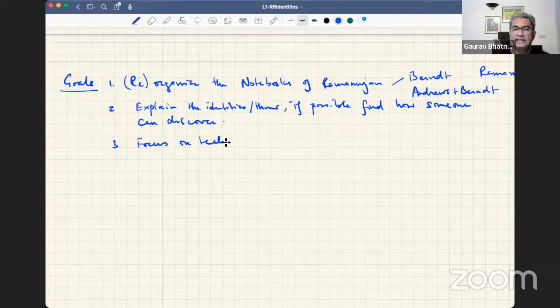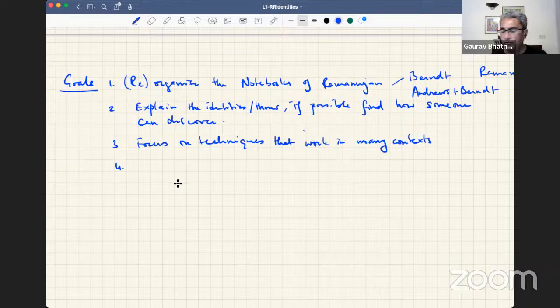For example, Euler's approach to factorizing is a technique which is very general, and we'll extend it, and Ramanujan knew it. It gives an algorithm which you can use yourself to experiment with many series. So focus on techniques that work in many contexts. In that way, it may be useful in your own work, and I will give background where needed.